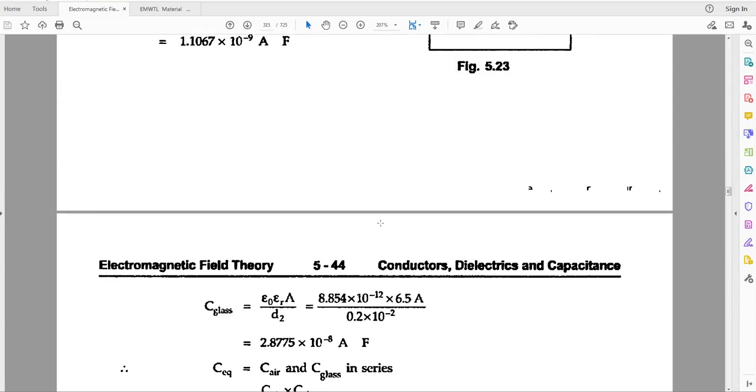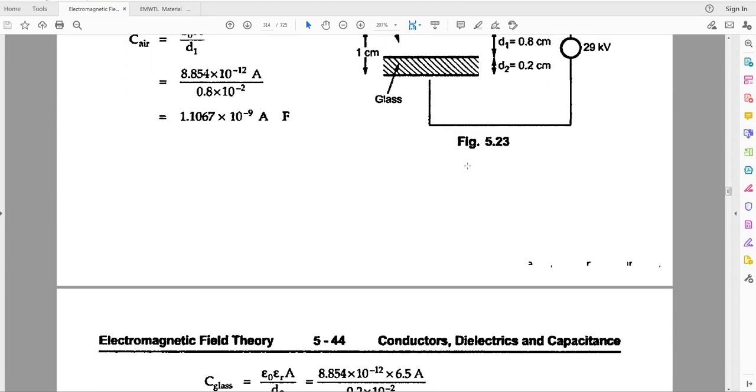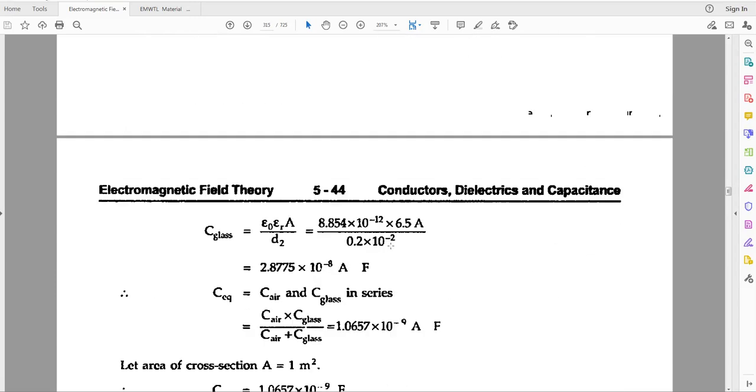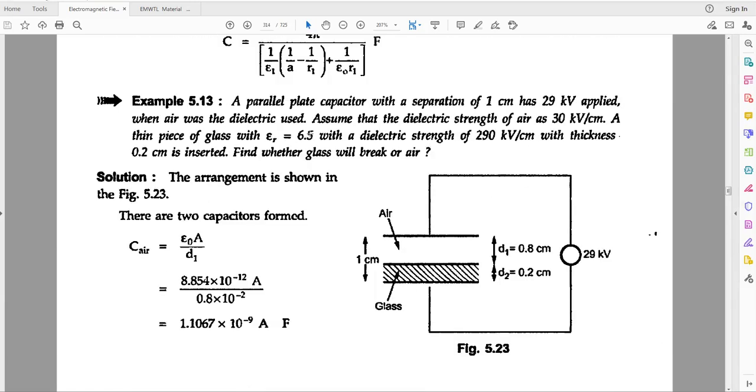That is C in air, let us treat the dielectric constant. Similarly, C in glass, the capacitance of glass, is epsilon naught epsilon r by D2. Epsilon naught is the same, 8.854 times 10 to the power of minus 12. And D2, the distance in the glass, is 0.2 centimeters, so converting to meters, 10 to the power of minus 2. And epsilon r is given as 6.5. A thin piece of glass with epsilon r of 6.5 and a dielectric strength of 290 kilovolts per centimeter, with a thickness of 0.2 centimeters, is inserted.